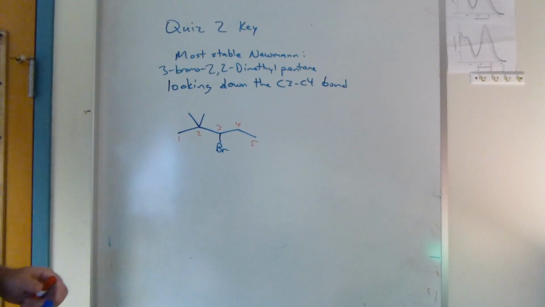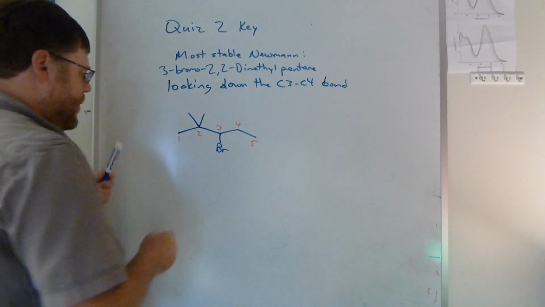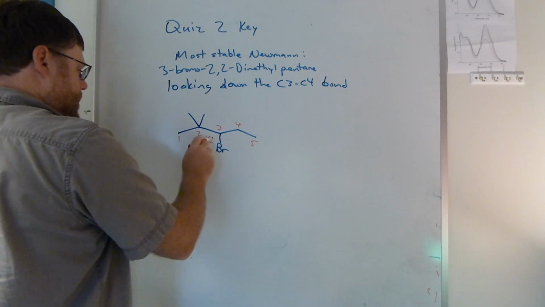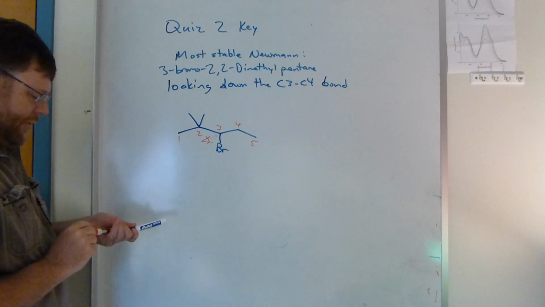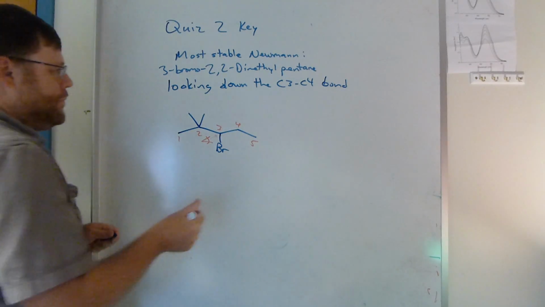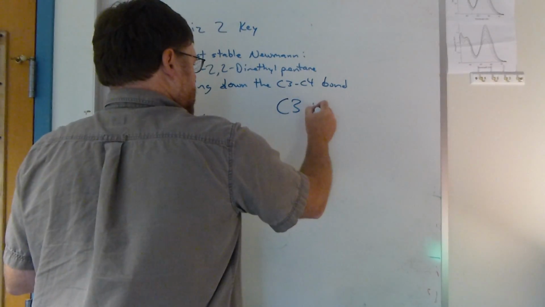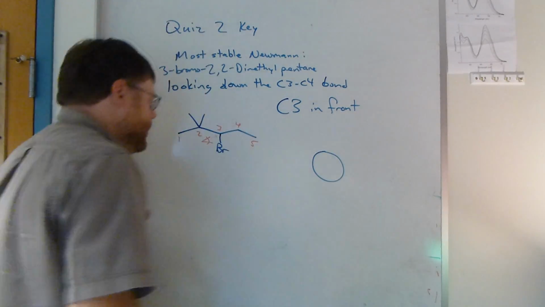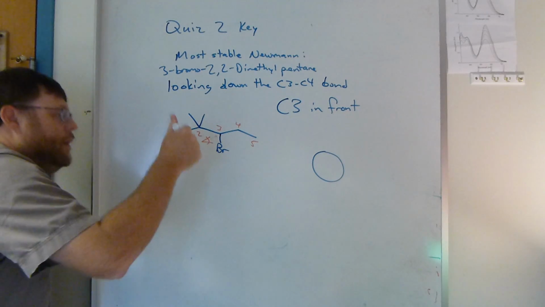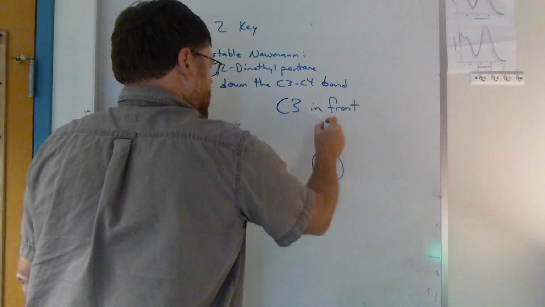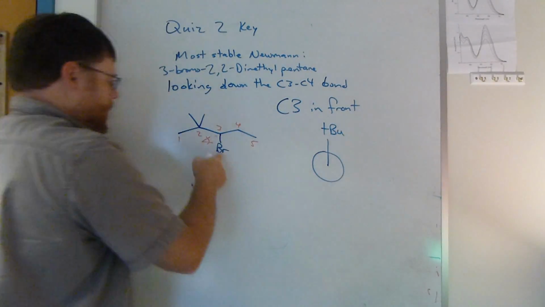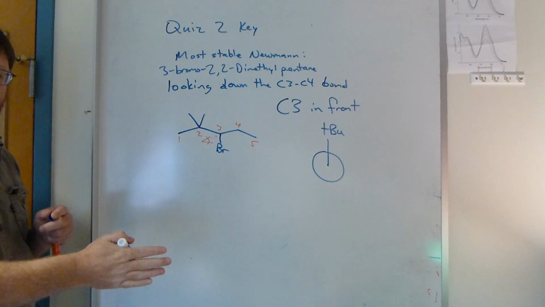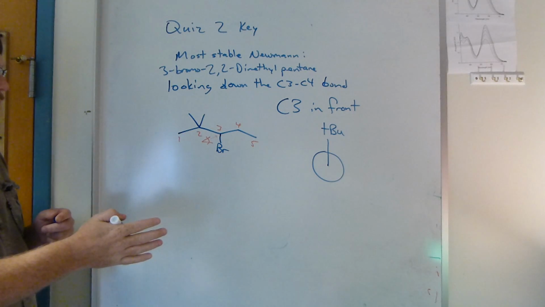I'm going to work this a couple of different ways. First, I'm going to do this as if I'm looking right here, so the C3 carbon will be in front. Okay, so I'm looking here. Got a t-butyl group up. And now where's the bromine? Well, drawn this way, that's just a line, and it suggests that it's in the plane of the board.